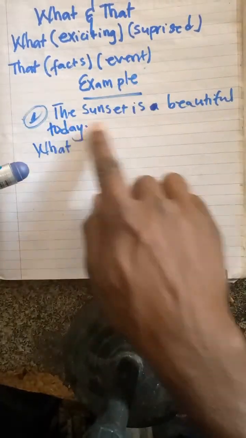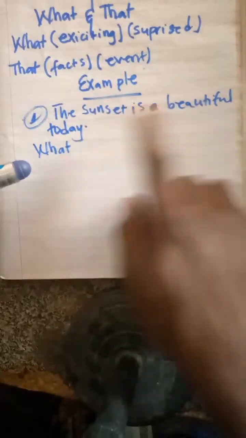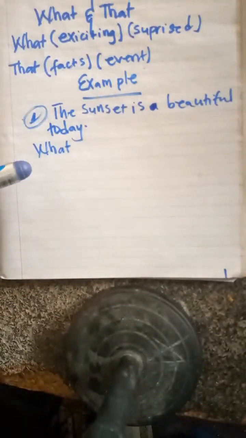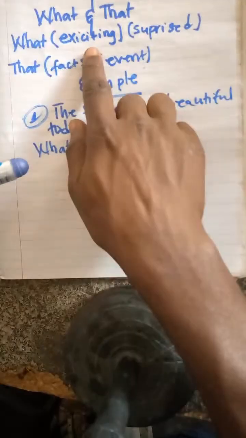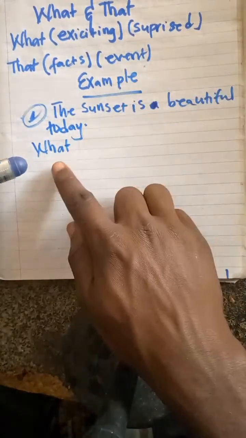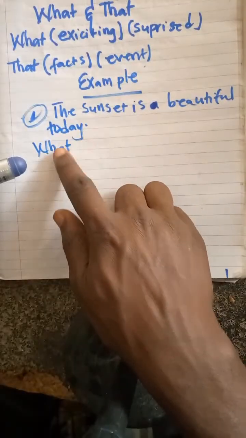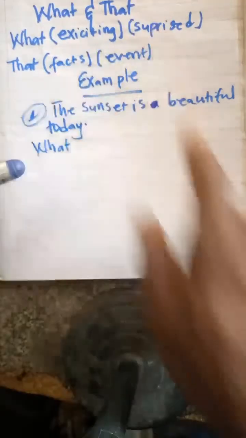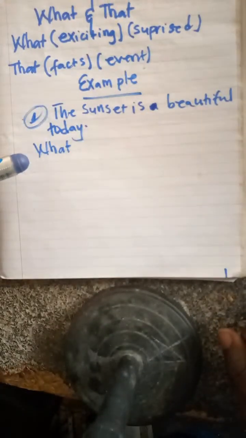So the sunset is beautiful today. Now the first key thing that you must understand when you rewrite this kind of sentence: start first with something that is what? Exciting or something surprising. So the next word or the next sentence that you must write must involve something exciting or surprising.